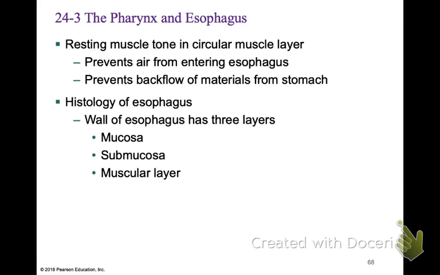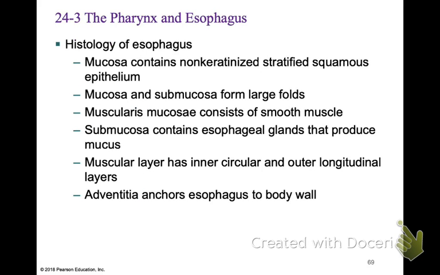Returning to our histology, we have mucosa, submucosa, and muscular layer. Remember, there's no serous membrane above the diaphragm. We have an adventitia. Our epithelium is a non-keratinized stratified squamous epithelium. We have these large longitudinal folds that help the esophagus expand when you swallow. And those folds are maintained by the muscularis mucosae. You have esophageal glands. That shouldn't surprise anybody. They're going to be in the submucosa, and they produce mucus to help lubricate and protect the surface of the esophagus. We have our inner and outer layers of muscle for peristalsis, and then we have an adventitia on the outermost side.